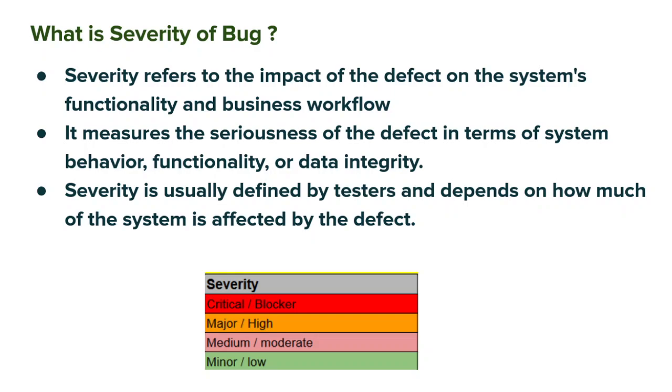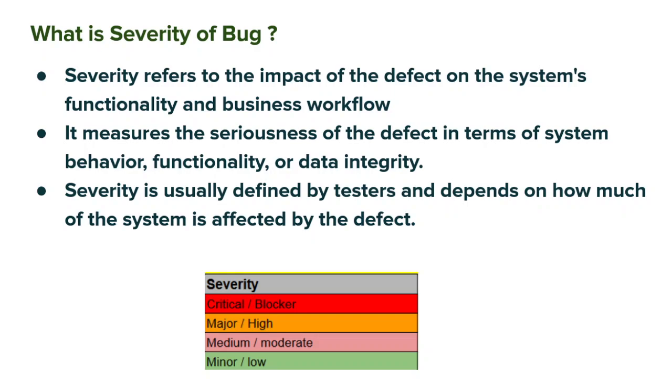Severity refers to the impact of that defect on the system functionality and business workflow. Severity means how critical that issue is to the business, how critical that issue is to the overall application. Severity measures the seriousness of the defect in terms of system behavior, functionality, or data integrity.